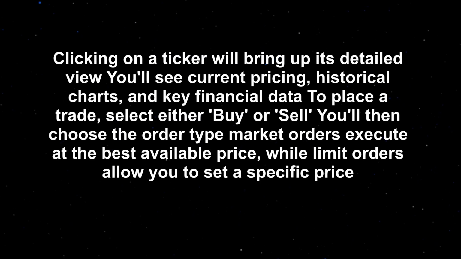To place a trade, select either buy or sell. You will then choose the order type. Market orders execute at the best available price, while limit orders allow you to set a specific price.